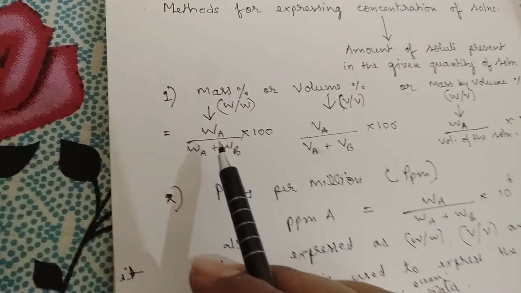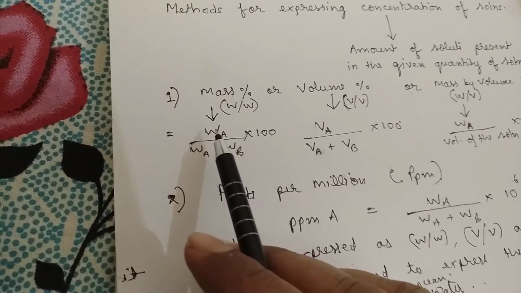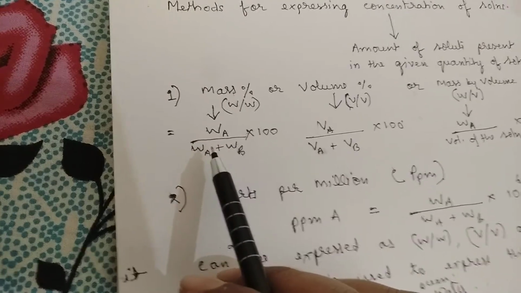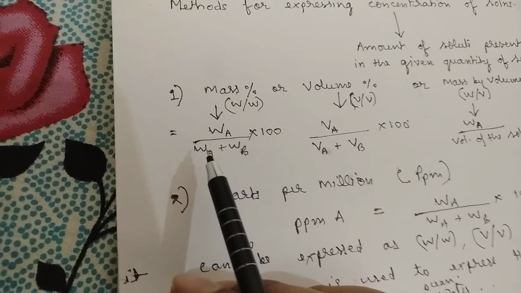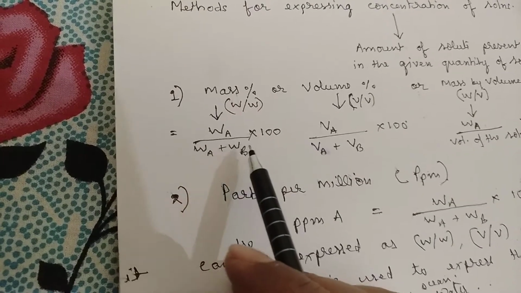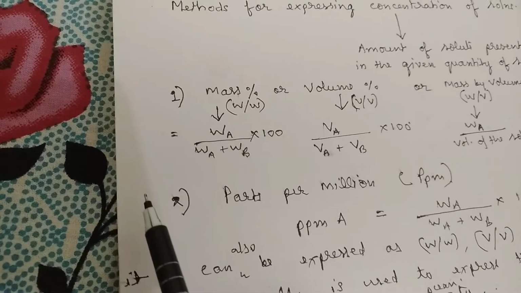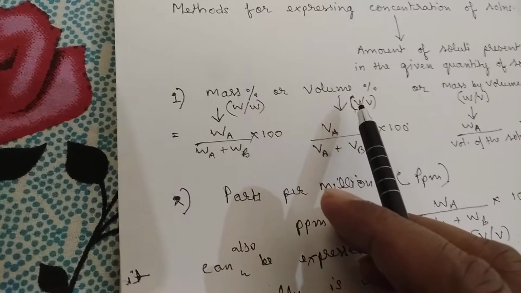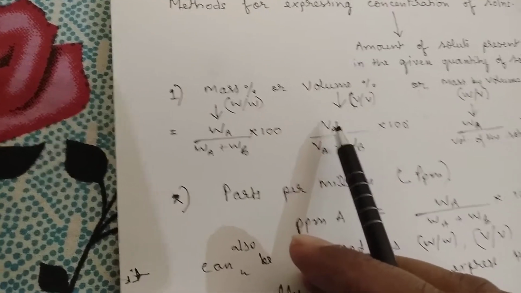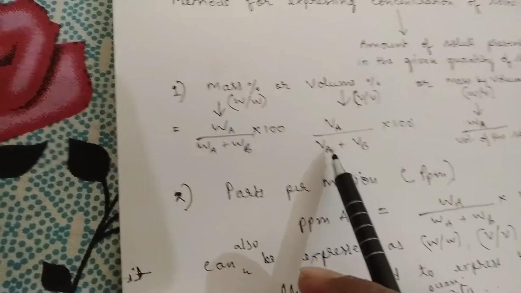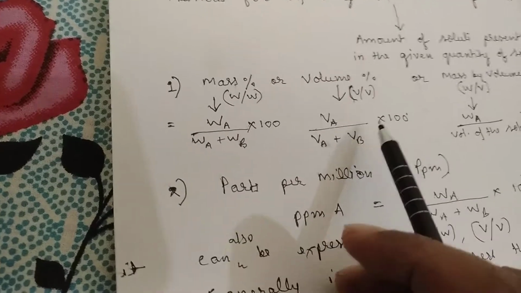Now, what is mass percent? Mass percent is the mass of the solute divided by the mass of the solution. Mass of the solution involves the mass of the solute plus the mass of the solvent, multiplied by 100. Volume percent is the volume of the solute divided by the volume of the solute plus the volume of the solvent, multiplied by 100.